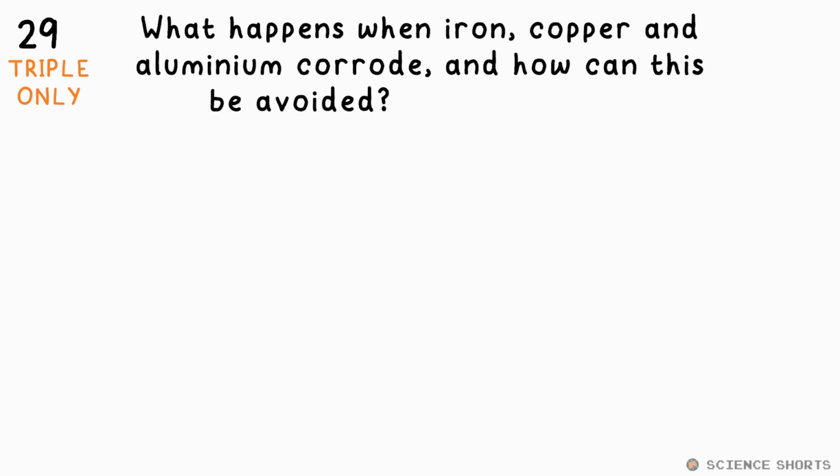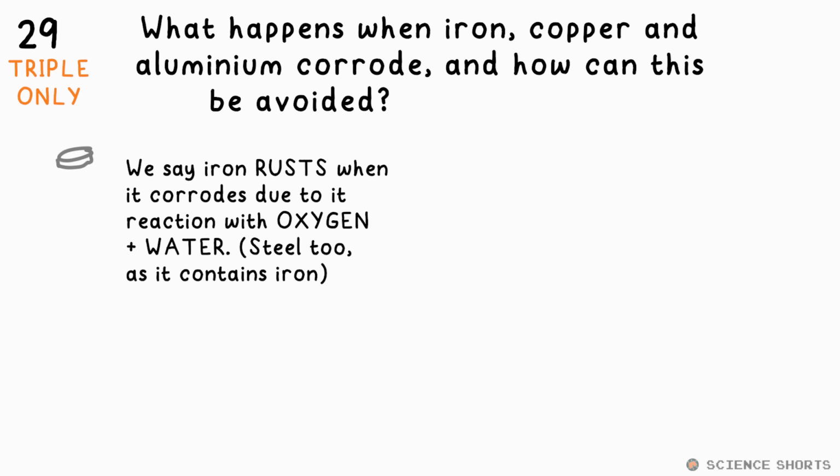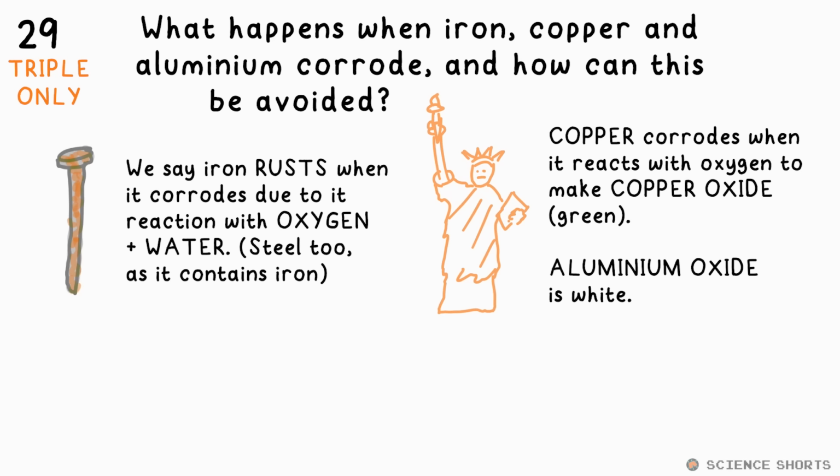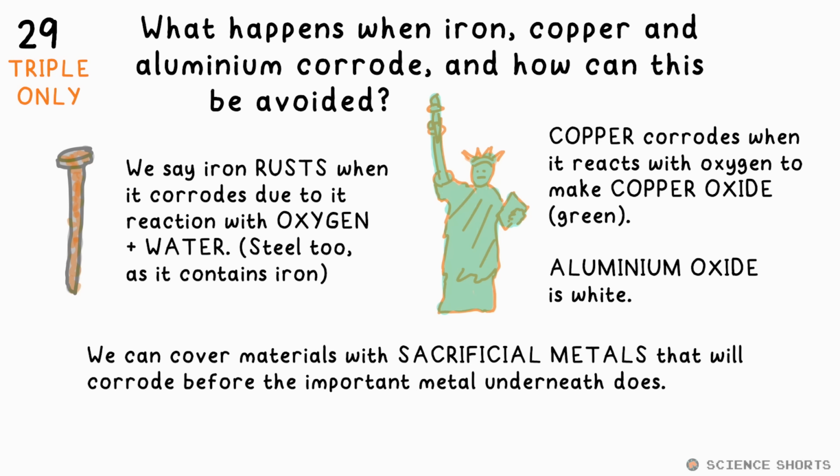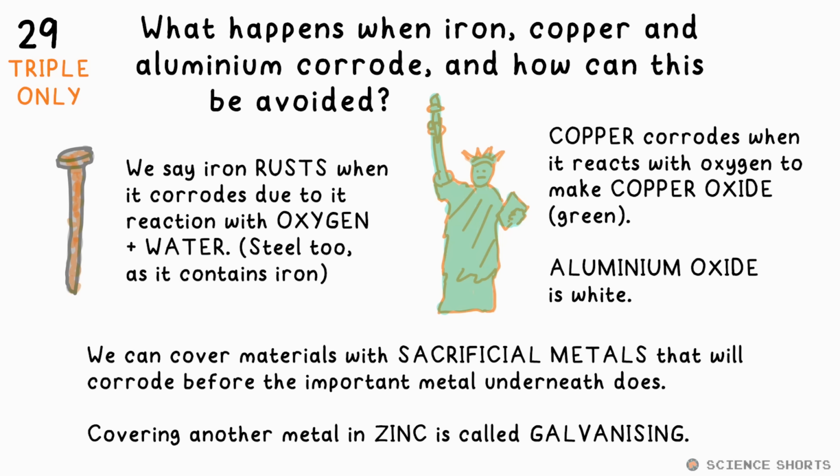What happens when iron, copper and aluminium corrode, and how can this be avoided? Iron corrodes when it reacts with oxygen and water. This is also called rusting in iron's case. This makes iron oxide, which is brown. Copper reacts with oxygen, making copper oxide, which is green. Similarly, aluminium oxide is white. Using a sacrificial metal that's more reactive can reduce corrosion, as it corrodes before the metal it's protecting. Zinc is an example of this. We call doing this with zinc galvanizing.